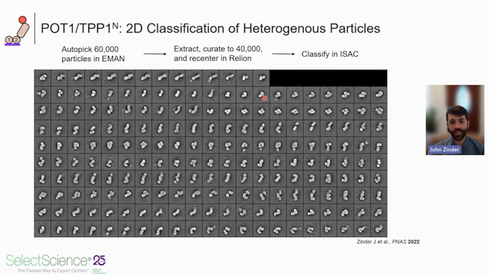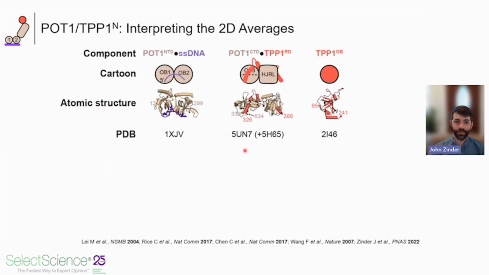And this is kind of like a dizzying number of different conformations. But knowing a little bit about the structures of the individual parts of this complex, we were able to sort of come to some interpretations that made sense within these data. So I'm showing that here. Here are three crystal structures of the structured subsections of this complex. So these are the N-terminal OB folds, which bind single-stranded DNA of POT1. This is the C-terminal lobe, which binds to TPP1, and this is TPP1's OB fold. So these are the structured subunits within this subcomplex.